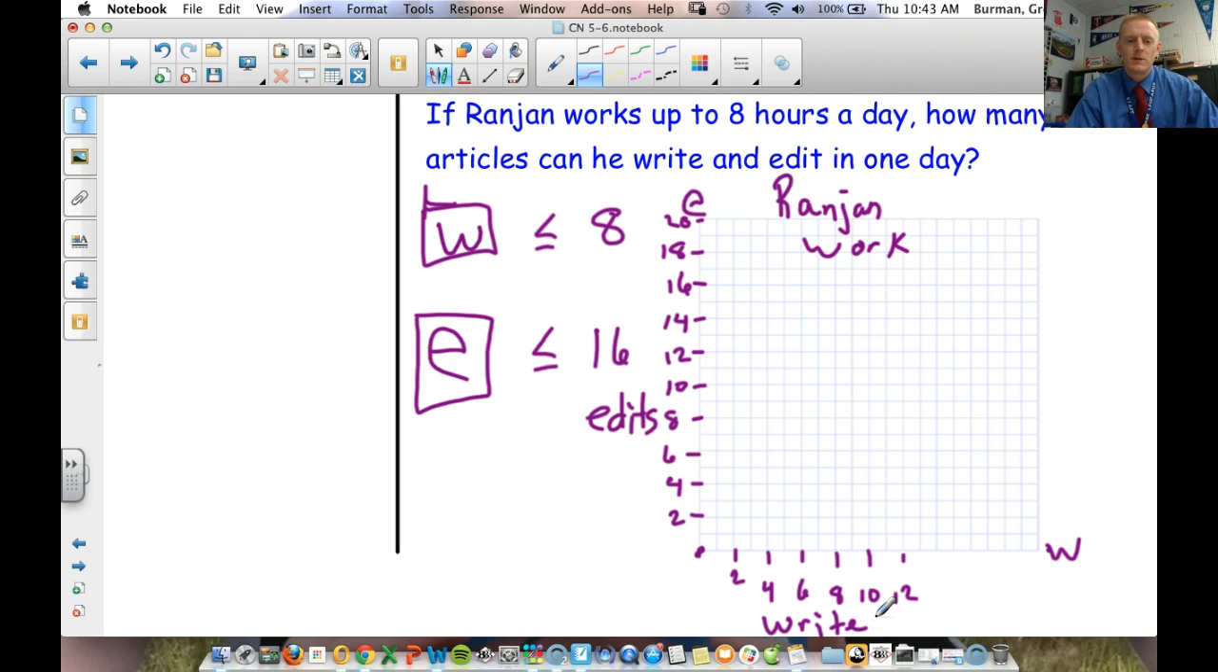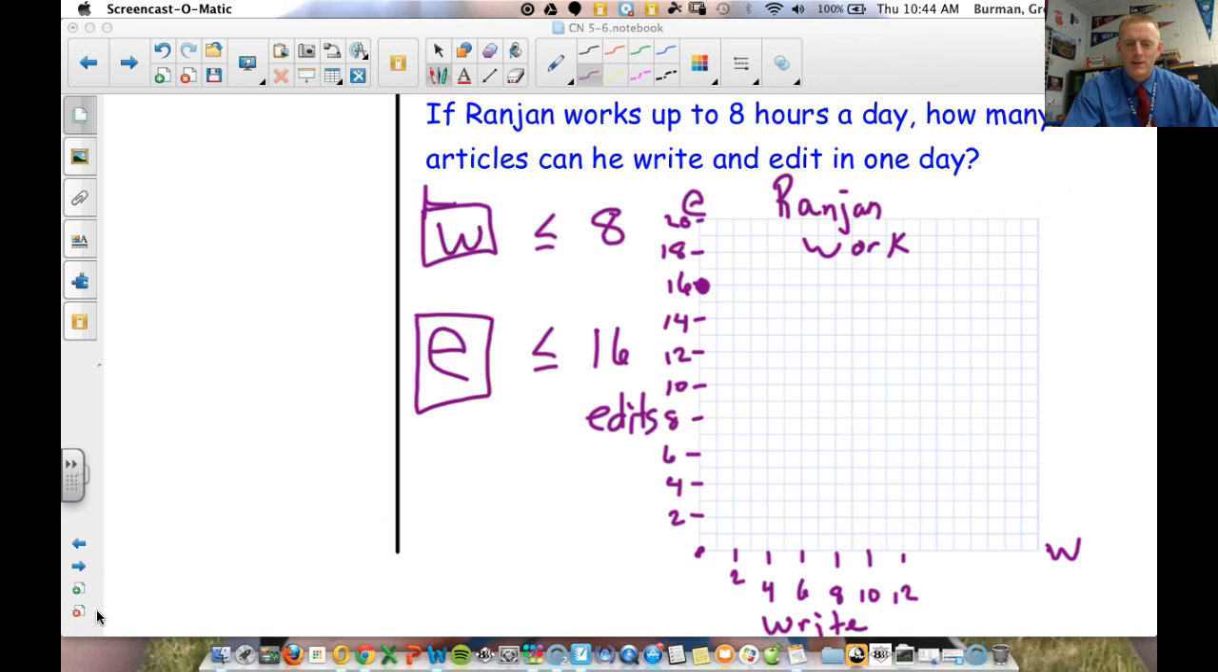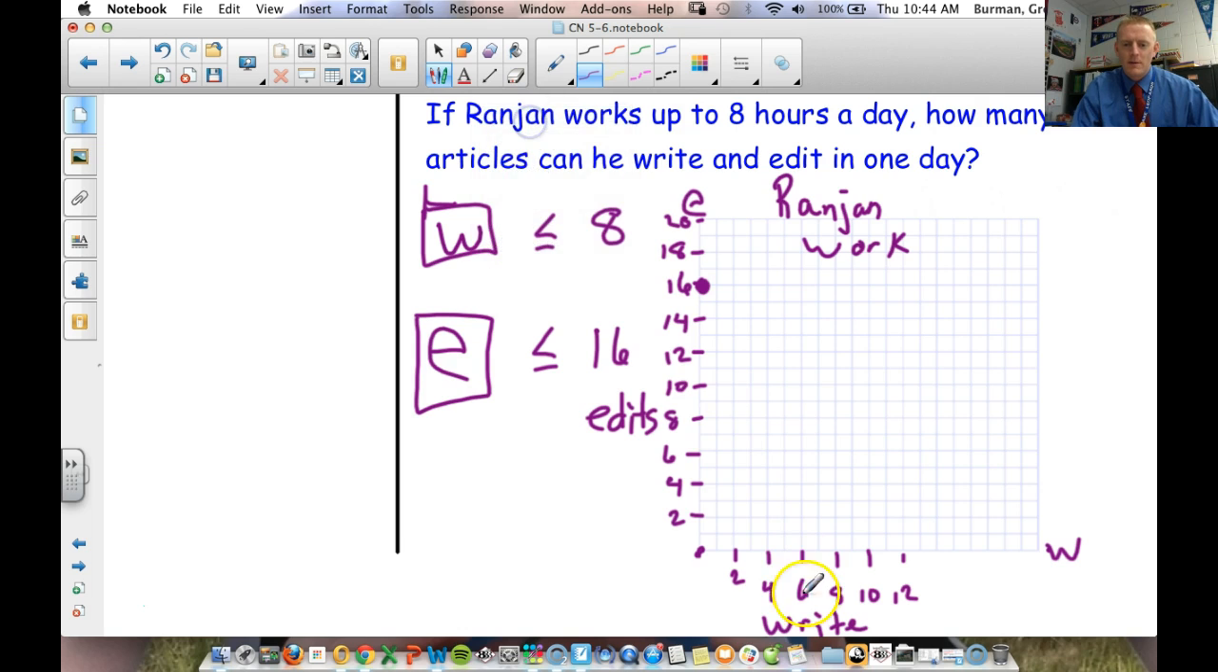Alright, so the most number of edits he can make is way up here at 16. The most number of... Hi! Again. So I was just interrupted. I apologize. I don't remember even what we were saying, but here we are. We're trying to work on our abilities to graph the writing, how many papers he can write. And since he can only write 8 papers in those 8 hours, or 8 articles, we'll have a point here.